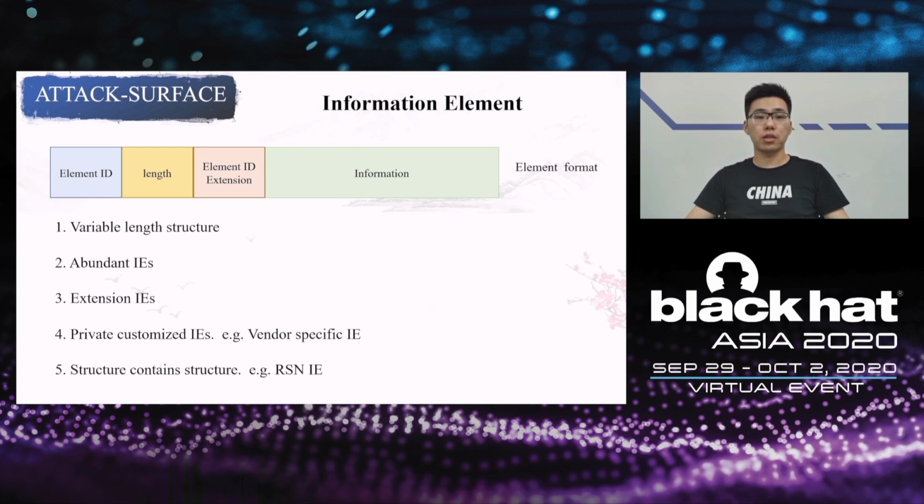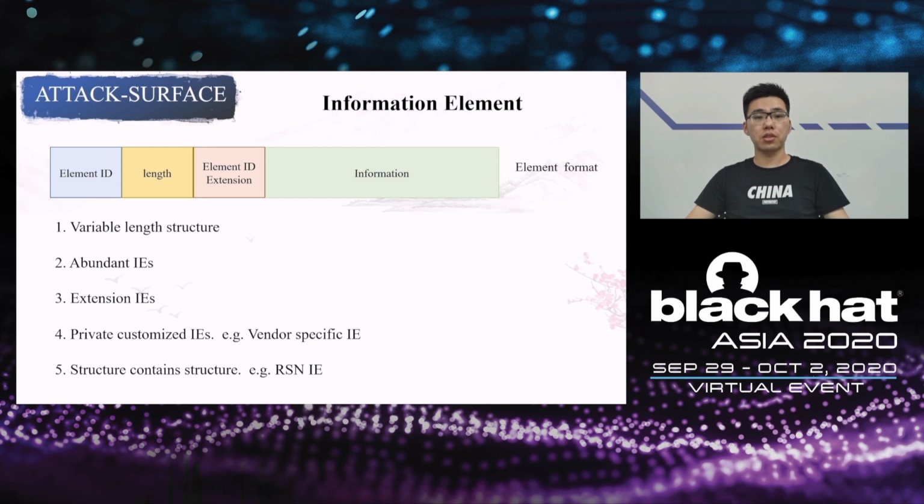However, in the process of a station accessing an access point, there are only 3 message exchanges. What is the complexity of such a simple process? The complexity lies in the information elements. First, a variable-length structure.